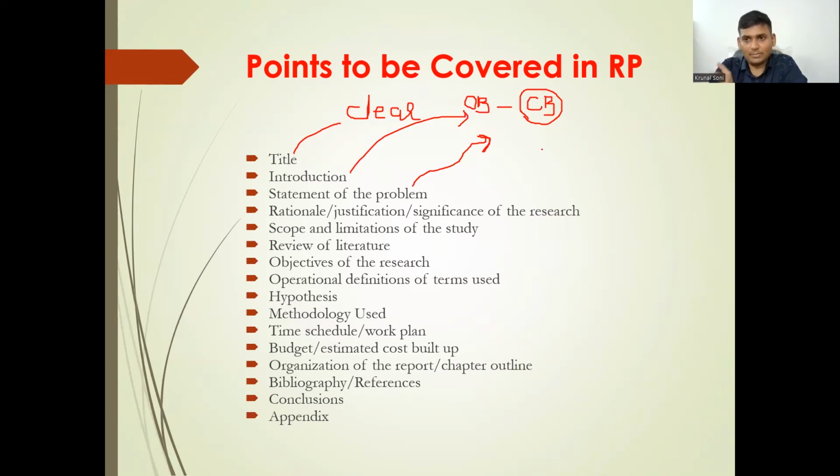So your statement of problem should define your objective, right? Based on the statement of problem, you need to define your objectives, right? Then comes the rationale, the significance of your study, right? Whatever things you are going to achieve out of your study, what is the rationale of your study, right? Rationale means the importance of your study, right?